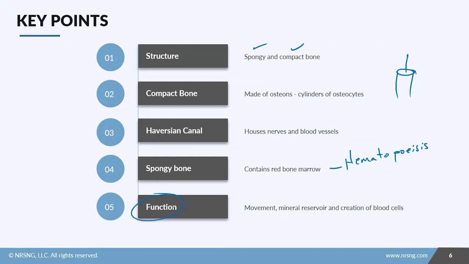And then when we talk about function, we're talking about how bones are responsible for movement. They're responsible for providing support and structure. They're also a mineral reservoir. And like we talked about in the spongy bone, they also help to create those red blood cells, white blood cells, and platelets.